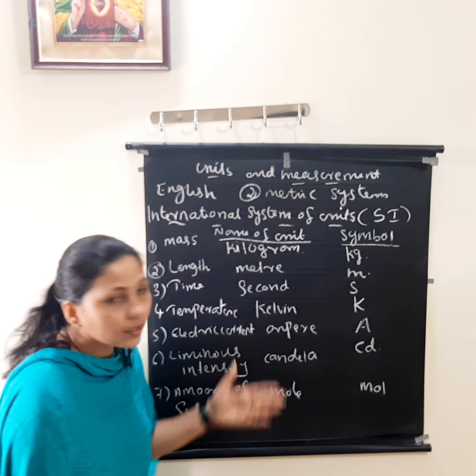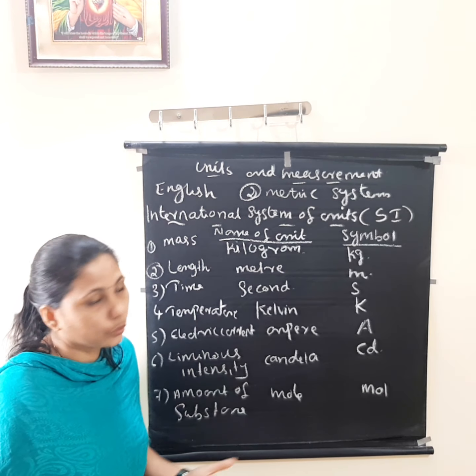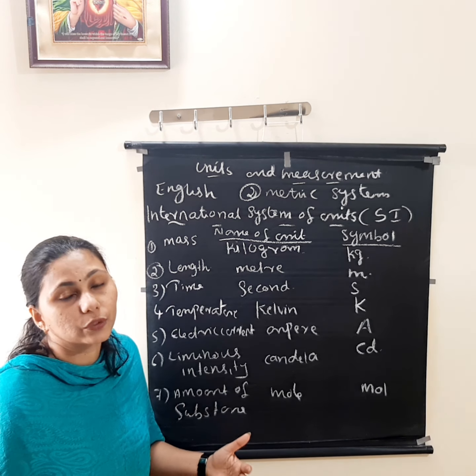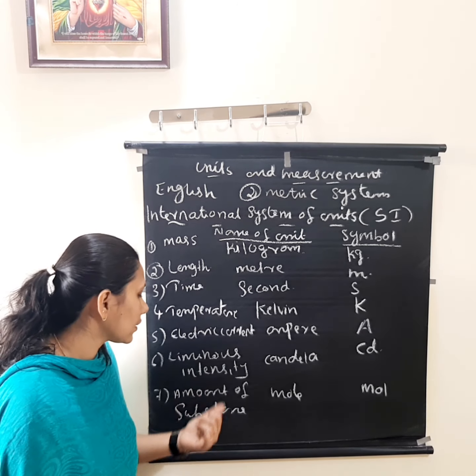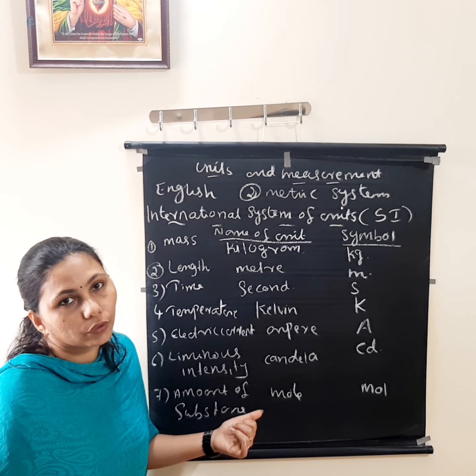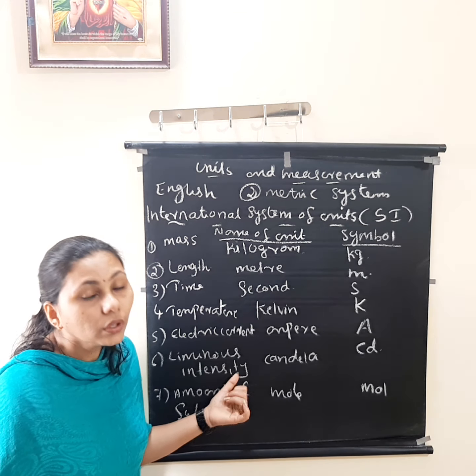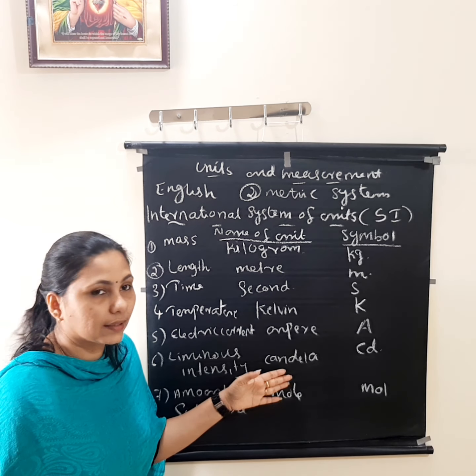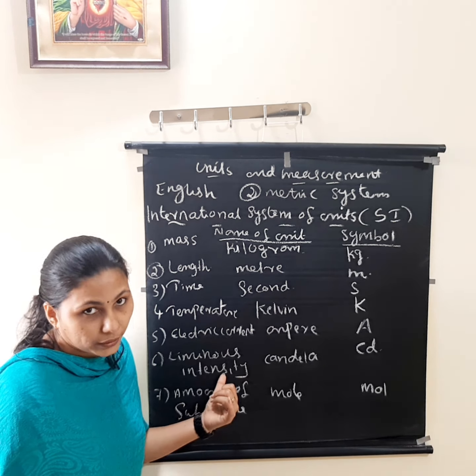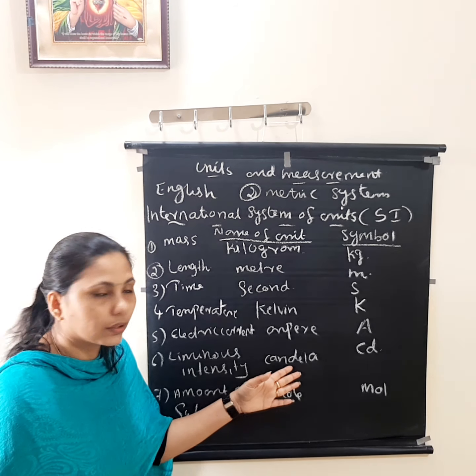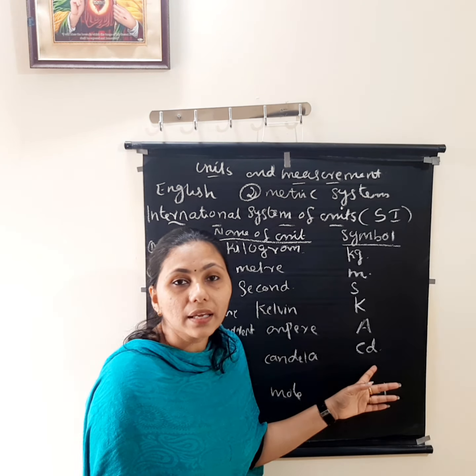So these are the 7 basic units used according to which system? The SI system. So if they ask, what is the SI unit of luminous intensity? You have to write the name, candela, and that it is represented by cd.